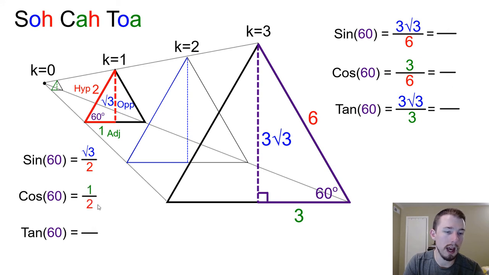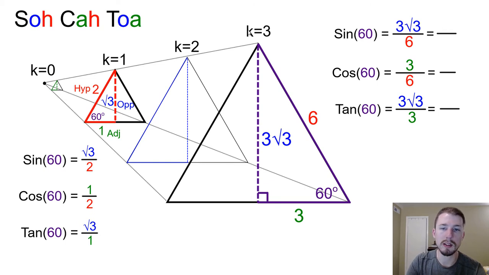And if you notice that 1/2 is the same as the sine of 30. So the sine of 30 is the same as the cosine of 60, which is kind of an interesting observation. That's just because we're going from the other side, right? And then the tangent would be the opposite over adjacent, which would be radical 3 over 1.